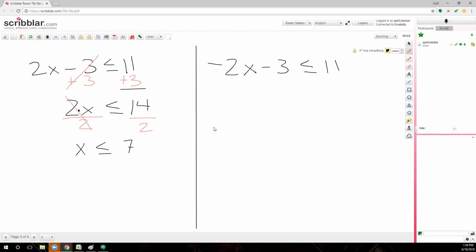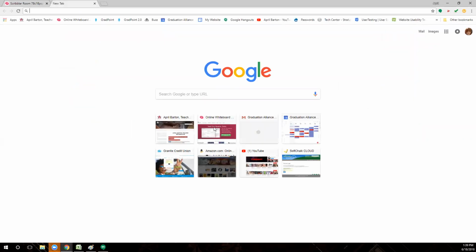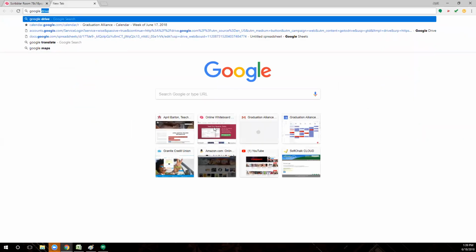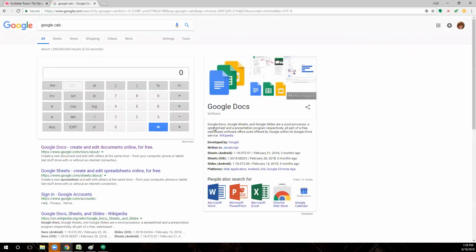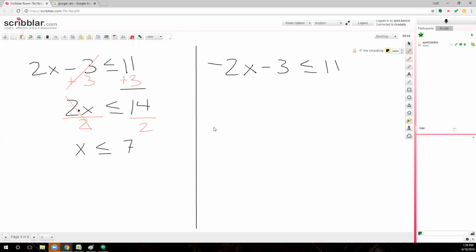Now, if there get to be any numbers too complicated to work with, or if it was 15 divided by 2 and we're going to get a decimal, feel free to use a calculator. I often just search for Google Calc, and then I have that calculator pop up immediately and just start using it in the web browser. Or you can use a cell phone calculator or buy a handheld calculator. So anytime, again, this could be the answer.